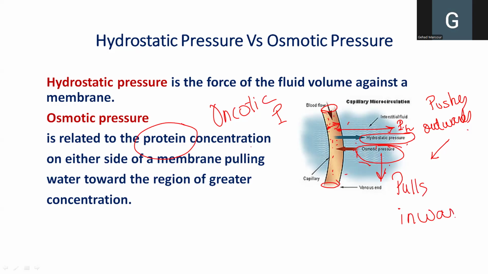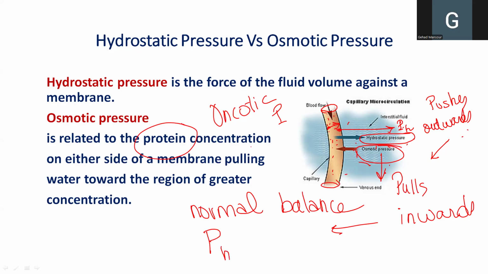There is a certain balance that is established. And if we have the normal balance between the two pressures, then it's okay. But if the hydrostatic pressure outwards, this is H, is more than the osmotic pressure, then we will have an increase in the extracellular fluid and we will have edema.